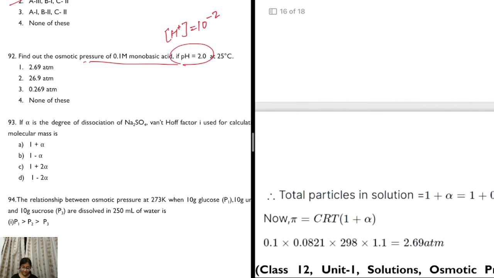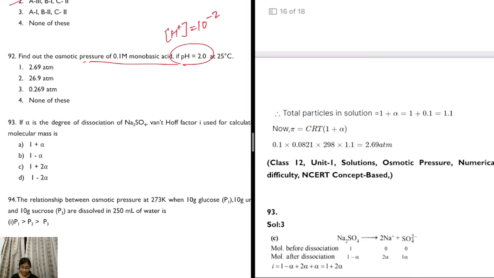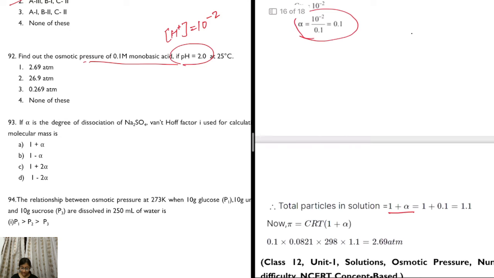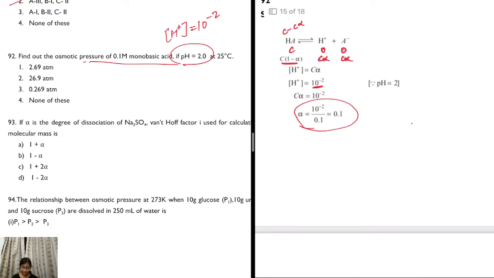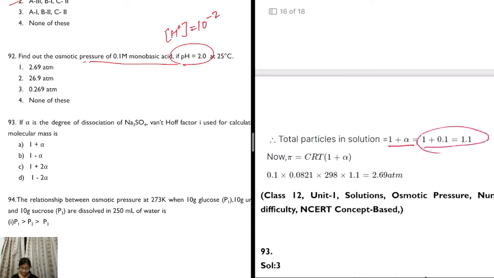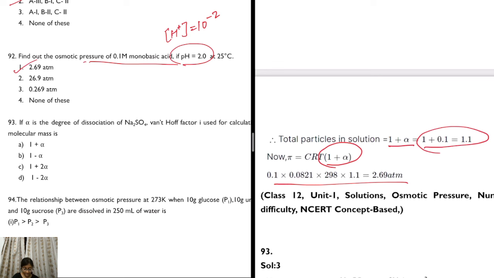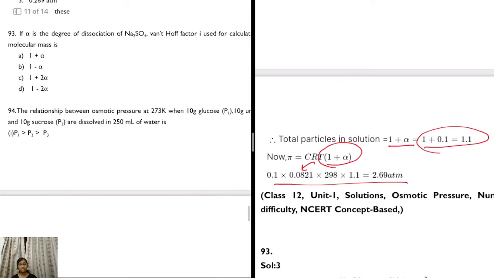Now for the total particles in the solution, we'll be adding all the terms we have. That is 1 minus alpha plus alpha, that is 1 plus alpha we'll have. And this would be 1.1. Now pi will be CRT into i. Okay, this is our i. So the final answer would be 2.69 atm. See, the unit is atm. So what would be R? R would be 0.0821, which is in atm. Do not use 8.314 or 2 here.